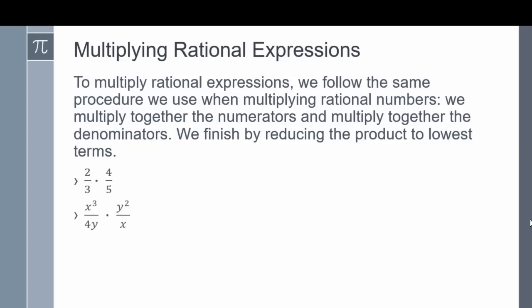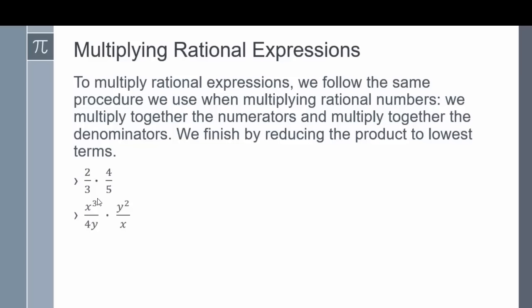To multiply rational expressions, we follow the same procedure we use when multiplying rational numbers. We multiply together the numerators and multiply together the denominators and finish by reducing the product to its lowest terms. Let's take an example of multiplying rational numbers.